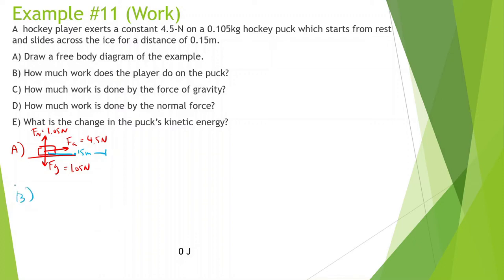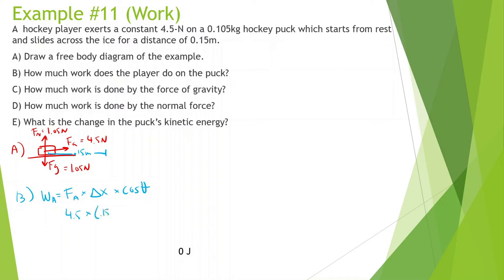How much work does the player do on the puck? We should know that the work done by the player is by the force applied. So work applied is equal to force applied times the displacement times cosine theta. So let's try to figure this out. The force applied is 4.5. That's how much the player does.